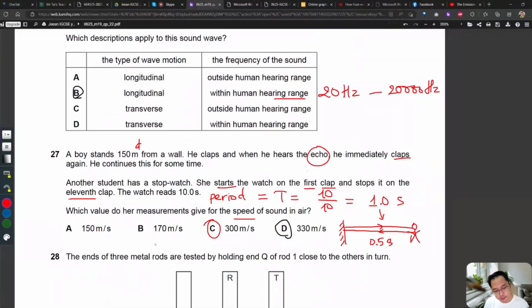And the speed is the distance divided by that time, which means 150 meters divided by 0.5. So it is 300 meters per second for the speed of sound. So this is the simplest way to measure the speed of sound, but of course it has a lot of error and uncertainty.